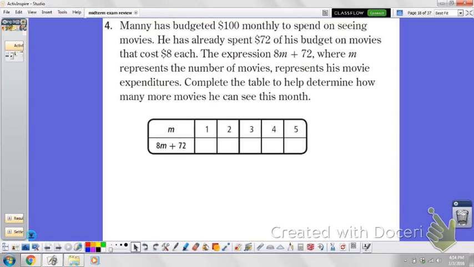Manny has budgeted $100 monthly to spend on seeing movies. He's already spent $72 of his budget on movies that cost $8 each. The expression 8M plus 72, where M represents the number of movies, represents his movie expenditures. Complete the table to determine how many more movies he can see this month.